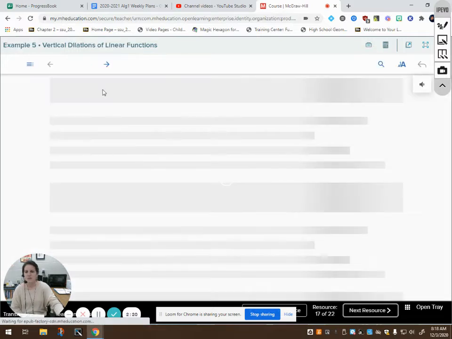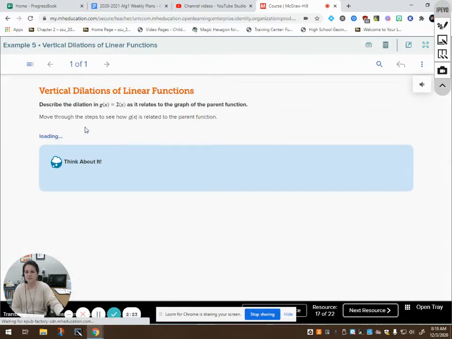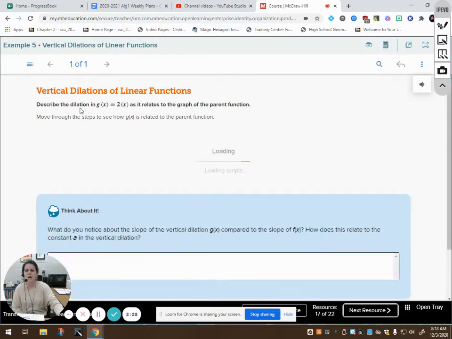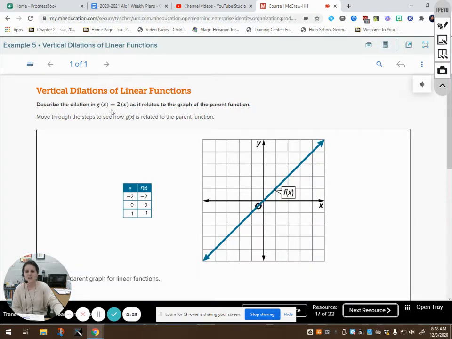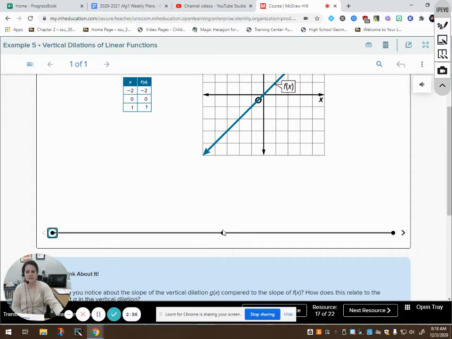Okay, so let's look at some examples here. It says, describe the dilation in g of x equals 2 times x as it relates to the graph of the parent function. So again, this is going up 1 over 1, up 1 over 1. If we put a 2 in front of that, it's going to go up 2 over 1, up 2 over 1. So the slope becomes steeper. My line is going to have a bigger incline. It's getting stretched vertically.